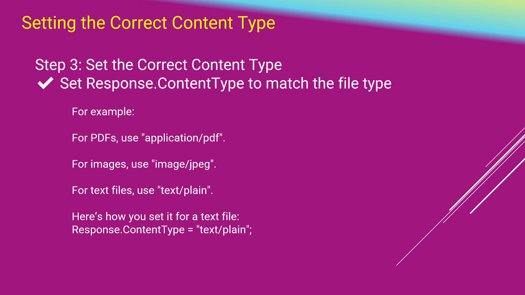It is important to set the correct content type for the file you are sending. This helps the browser identify the file type and open it correctly. For example, for PDFs, use application/pdf. For images, use image/jpeg. For text files, use text/plain. Here is how you set it for a text file: Response.ContentType equals text/plain.